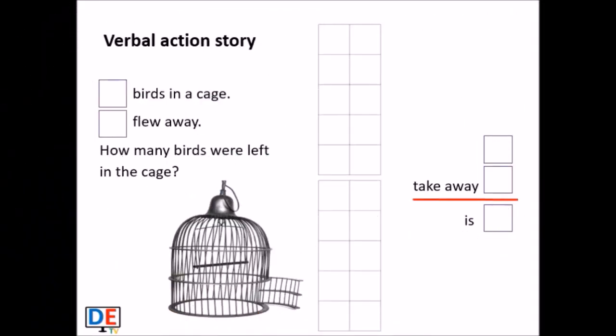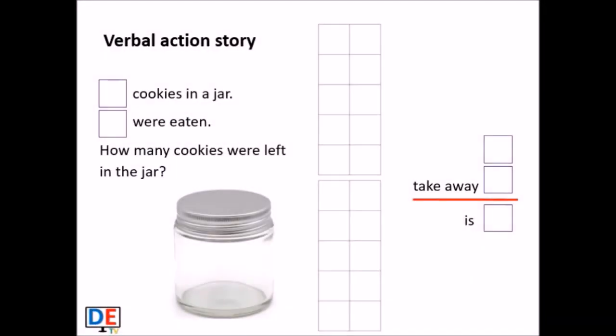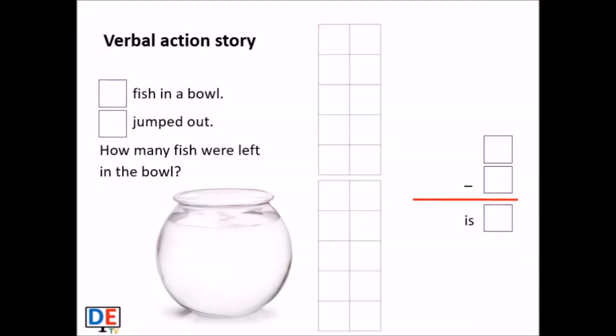Other verbal action stories could include birds in a cage. Some flew away. How many birds were left in the cage? Or cookies in a jar. Some were eaten. How many cookies were left in the jar? Or fish in a bowl. Some jumped out. How many fish were left in the bowl?